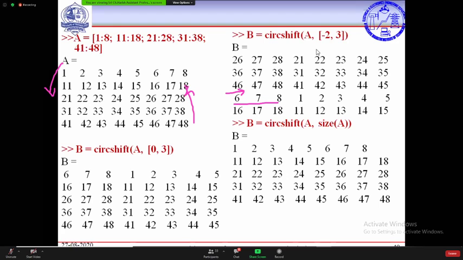Just practice some more things and it will become clear. Don't worry about it. You do some more manipulations in this one, and you'll understand.